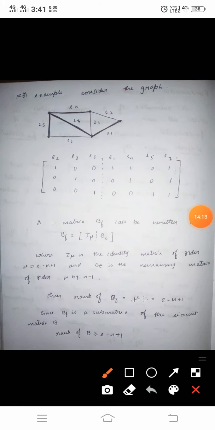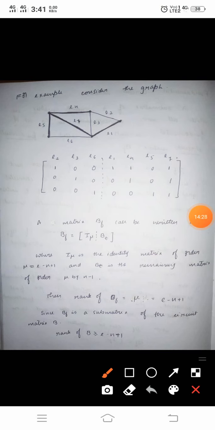So beta is the remaining matrix of order mu by n minus 1. Then, the rank of BF: mu equals E minus n plus 1 rows, so the rank of BF becomes E minus n plus 1.